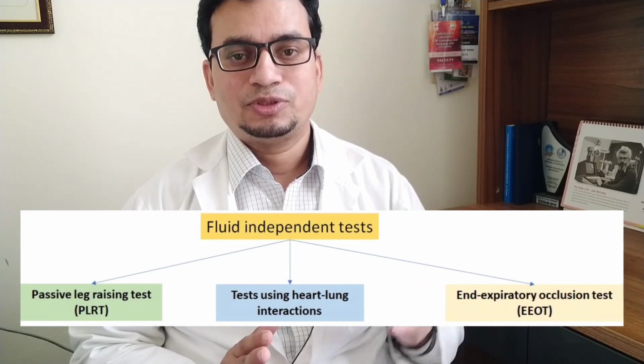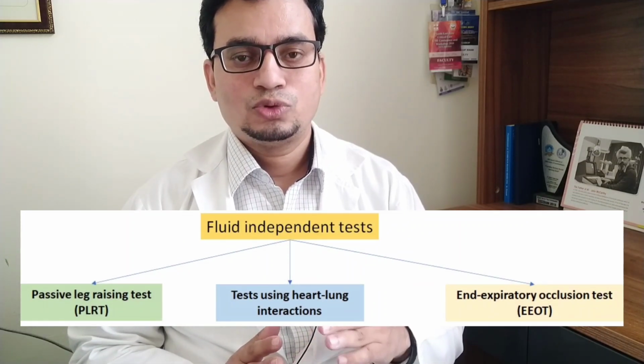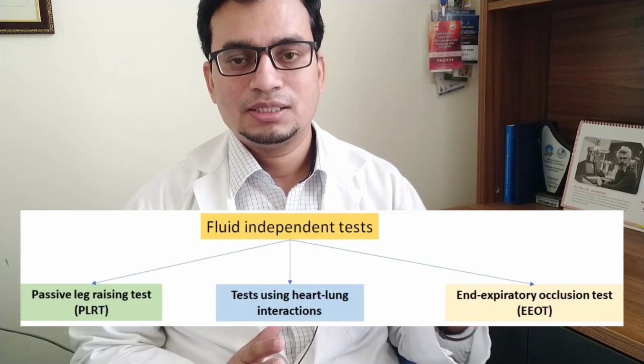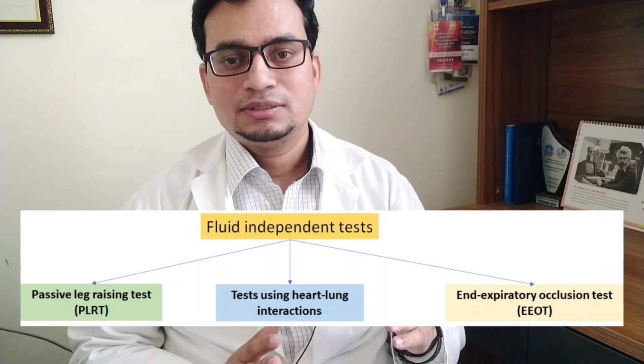These can be classified further into three types. 1. Passive leg raising test. 2. The tests using the heart-lung interactions. And the third category is the end expiratory occlusion test. We will discuss these categories one by one.